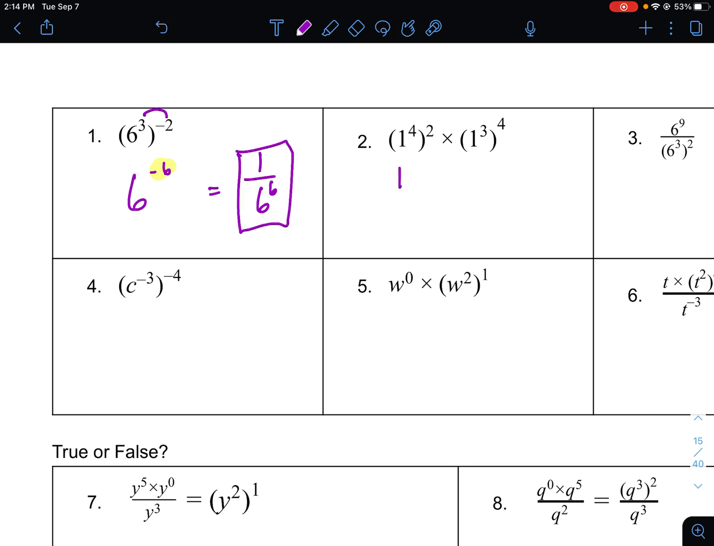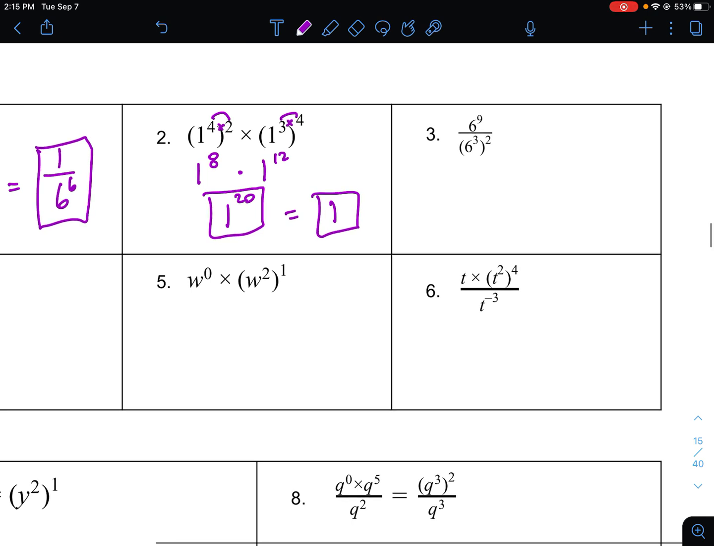1 to the 4th times 2, well, that's 1 to the 8th, times 1 to the 3 times 4. Well, that's 1 to the 12th, I think. Yeah, 3, 6, 9, 12. All right. Now, can I simplify it further? Yeah, 1 to the 8th times 1 to the 12th. That's 8 ones times another 12 ones. That's 1 to the 20th, which if you want to simplify it further, what's 1 to the 20th? 1 to the 20th is just 1. But hey, this is a good answer too.